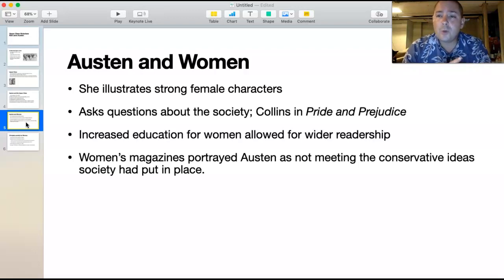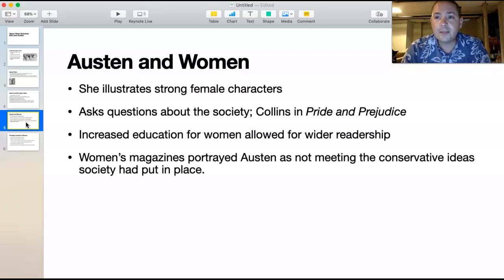But Austen is also taking on a role of significance by really taking on that increased readership, that increased literacy that had become important in the late 18th and into the 19th, and certainly through the 19th century. There are women's magazines that are portraying Austen in both favorable and unfavorable light.